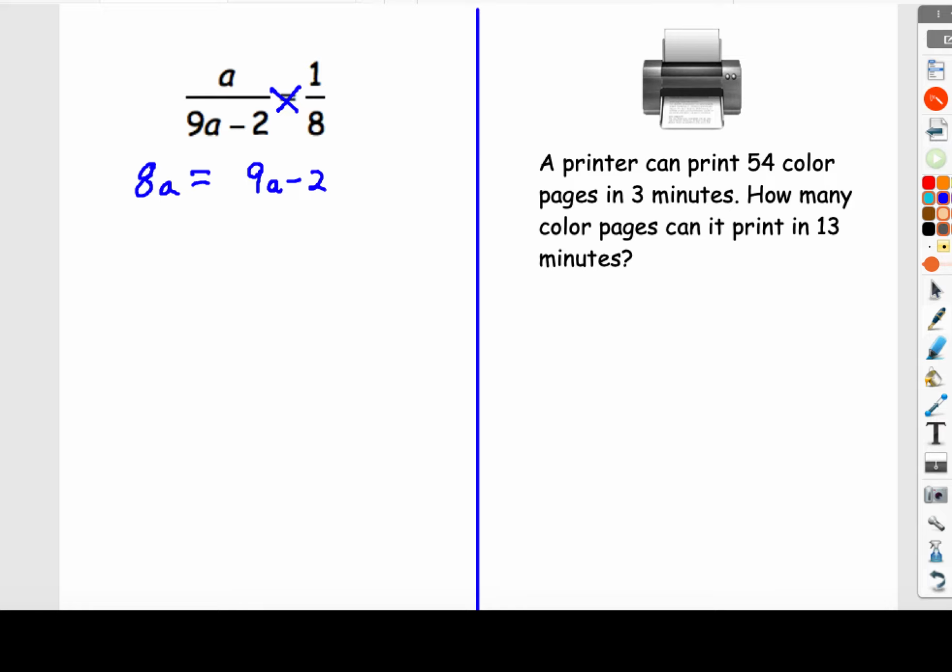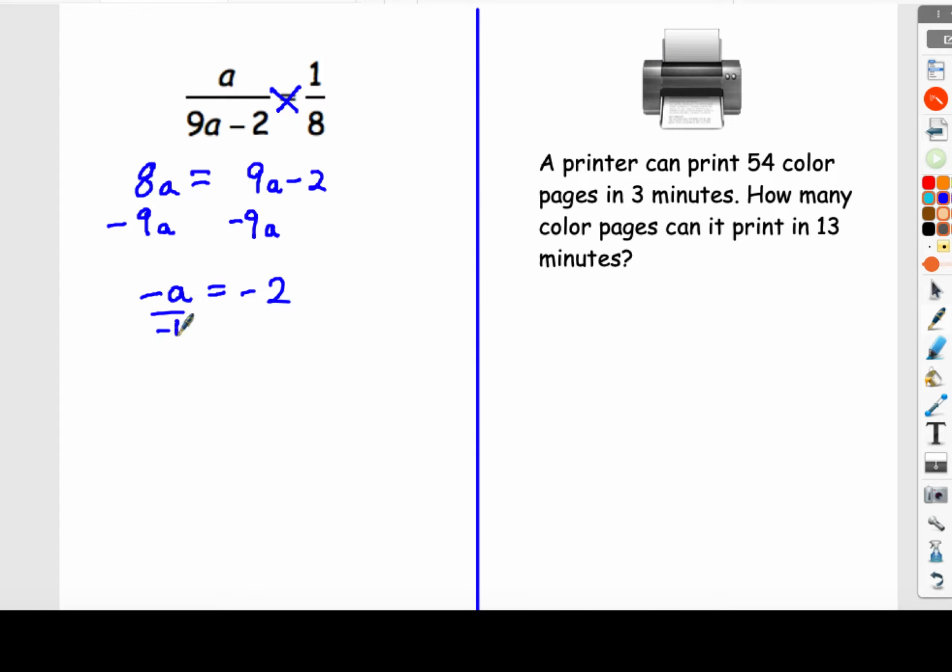In that case, perfect time again to get our variables together. Because they're on the opposite sides of the equal sign, I'm going to cancel away my 9a by subtracting. I'm going to move that 9a to the left. 8a minus 9a is negative a. Right? They're like terms, so I just add the coefficients. 9a minus 9a is 0. Minus 2 would be negative 2.